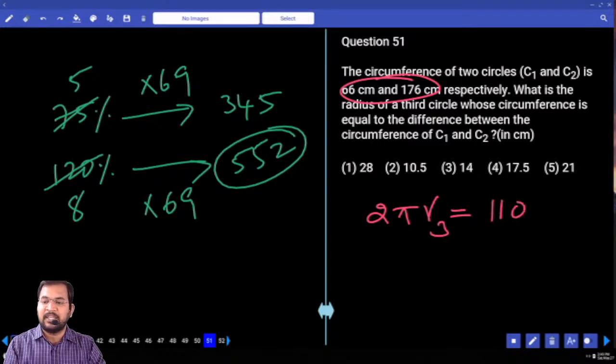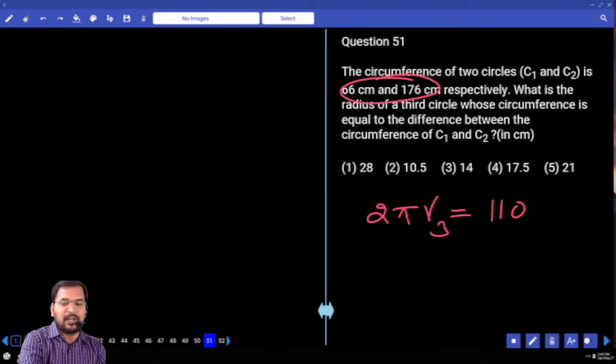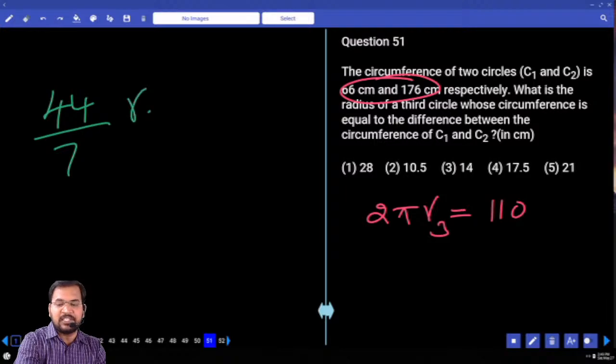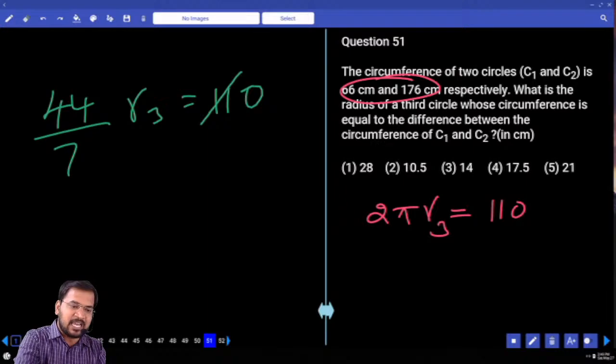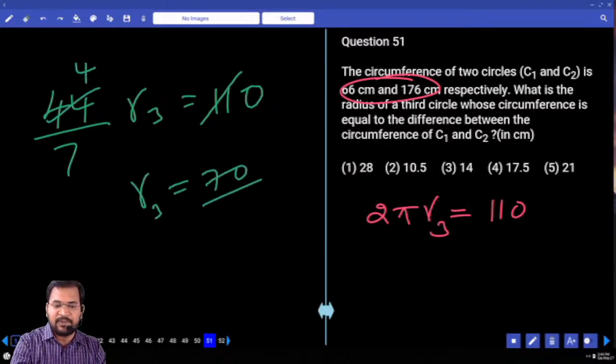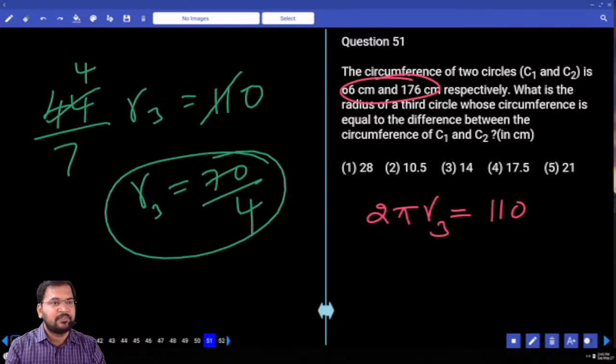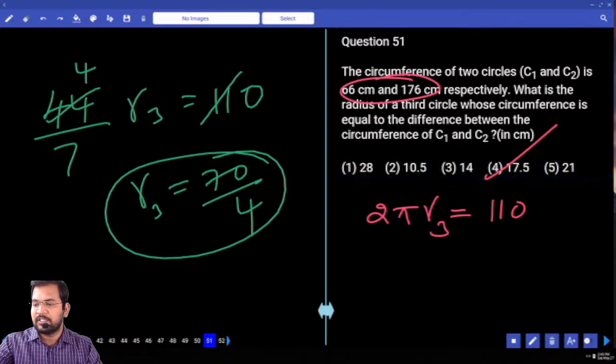So then they're asking what is the radius of the third circle. R3 we need to find out. So 2 pi is nothing but 44 by 7. So R3 is equal to 110 divided by that. R3 is equal to 70 by 4. Half of 70 is 35, half of 35 is 17.5. Your answer is 17.5. So radius of the third circle is 17.5. Are you clear?